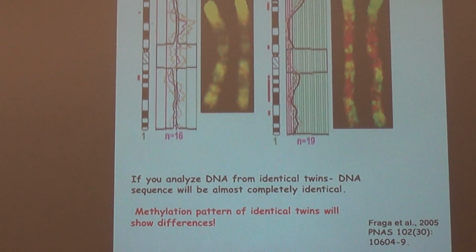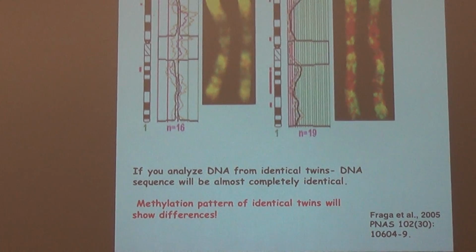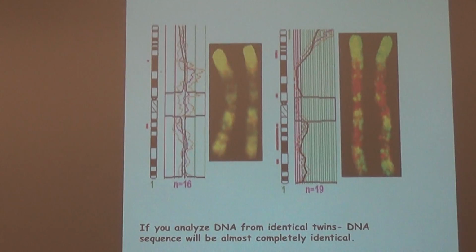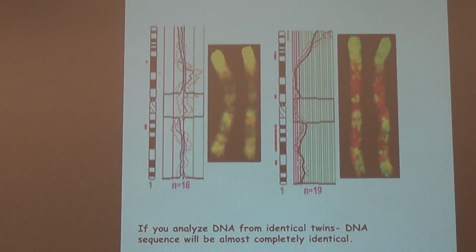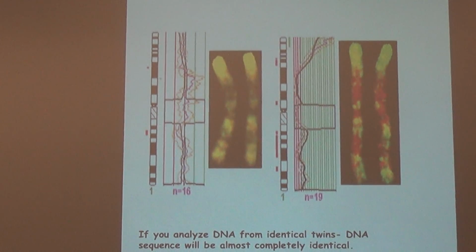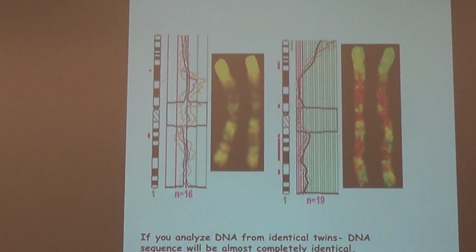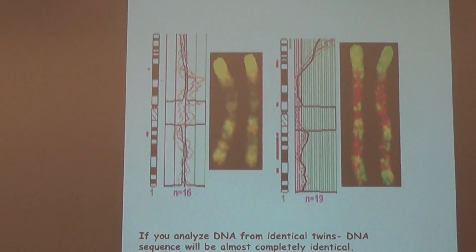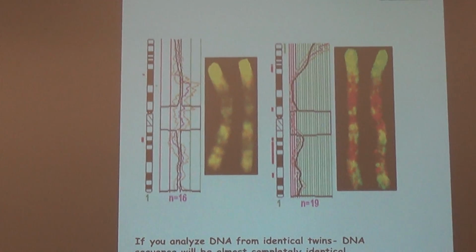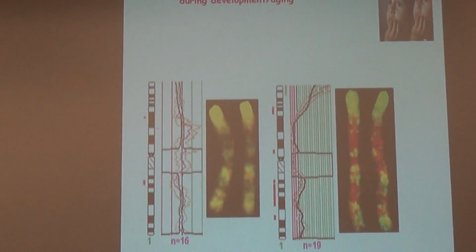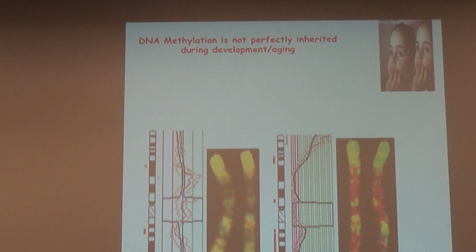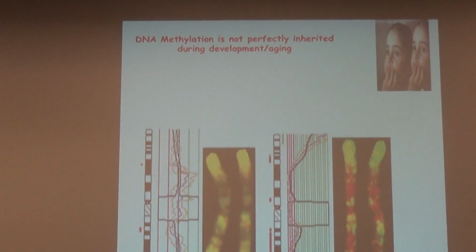There's an example where the environment will affect your phenotype. And so because of that, methylation patterns of identical twins will show differences. So remember I told you, if you want to commit a murder, make sure you have an identical twin because your DNAs are identical. Well, honestly, we have ways to catch you even then. You can study your methylation. So don't do it.